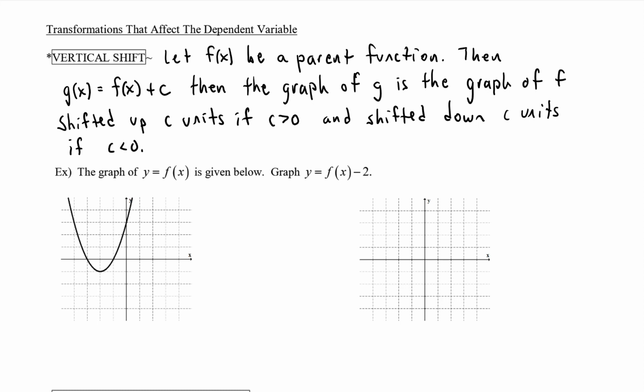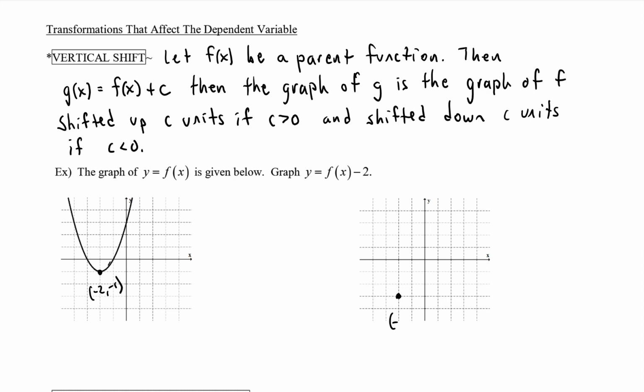So for example, let's say we have this parabola right here. That's f. So f is right here, and we want to graph f minus 2. So we want to shift the whole thing down 2 units. So for example, the vertex, which is at -2, -1, well, that coordinate is now going to shift down 2, so it's going to be at -2, -3.